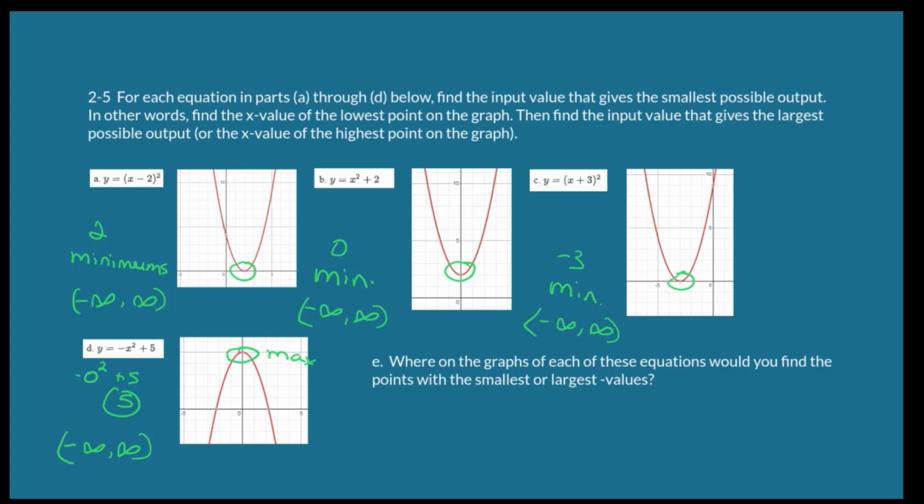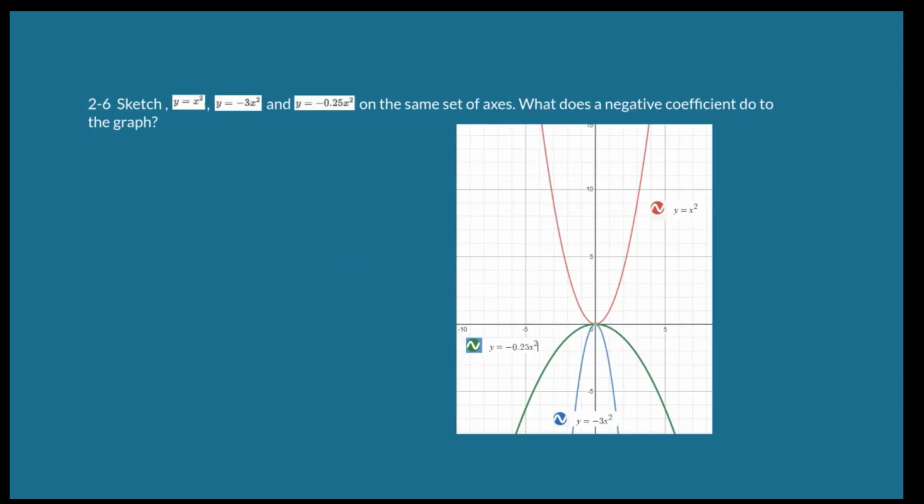So hopefully that helps you understand, and I've answered all those questions that are a part of E because we have 3 minimums and we have a maximum on this page. And so hopefully that's helping review a little bit of the quadratic concepts. So thanks, I'm moving on.